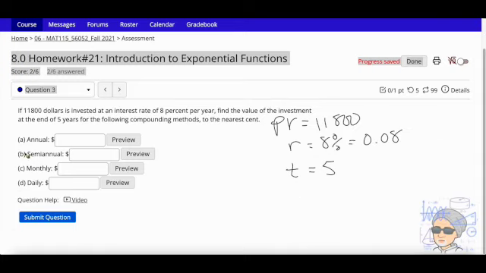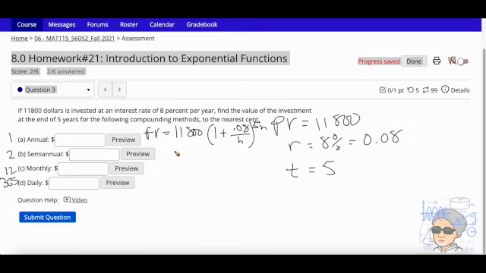Now, you may be asking yourself, where is n? n is either 1 or 2 or 12 or 365, and we want to do these piecemeal. I'm going to do it on the website, and I'm going to compare with what I get on my software at the same time. So you're going to set it up such that FV is equal to 11,800 multiplied by (1 plus 0.08 over n), and that is raised to the nt power. t is 5, so 5n power. I hope that makes sense. And that's what you're going to be doing. You're going to be changing this every single time.